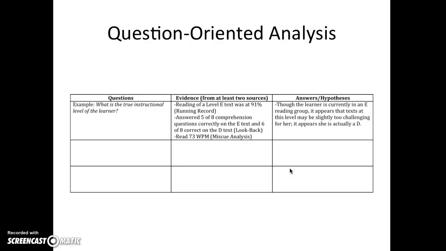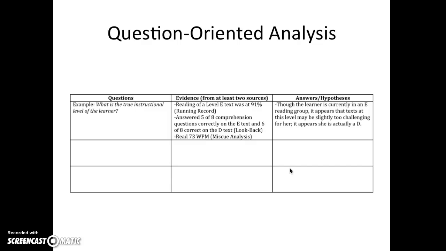So if you want to take a question-oriented approach, this is going to be the approach you take when you're not sure what the data is telling you, or you're taking a particularly open stance, and you're trying to figure out what you can suss out or shake out from the data. A question-oriented analysis would mean posing questions that you're trying to answer, and then looking to see what evidence you have to support it. And from that, you generate a hypothesis or an answer that could then form your analysis. So one example is, what is the true instructional level of the learner?